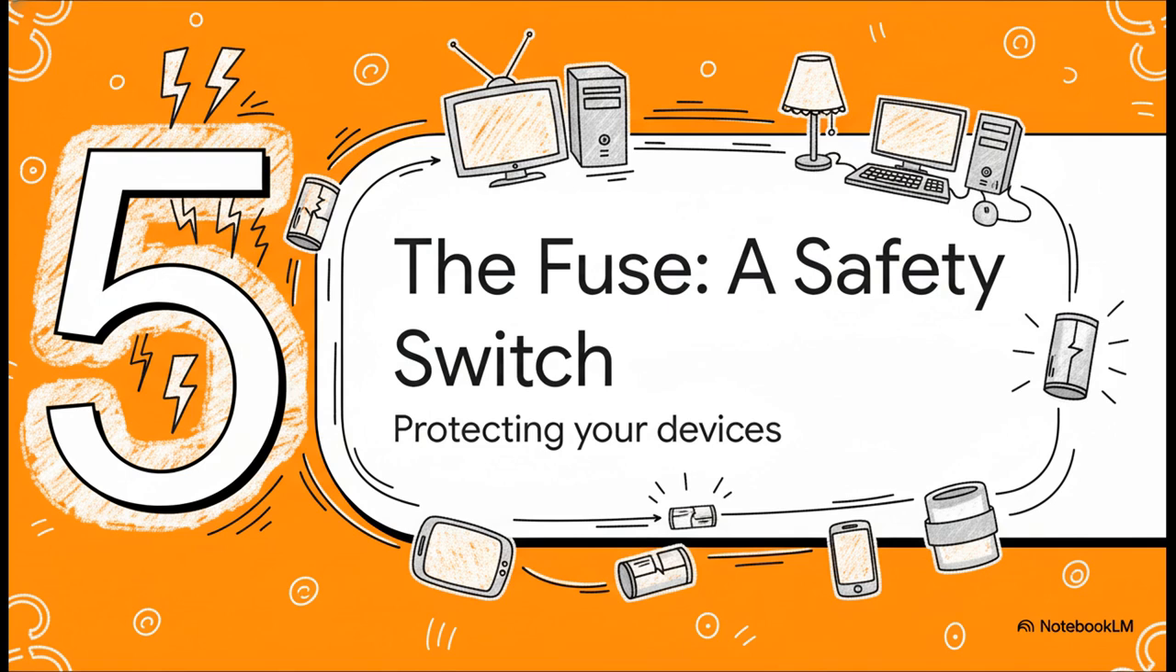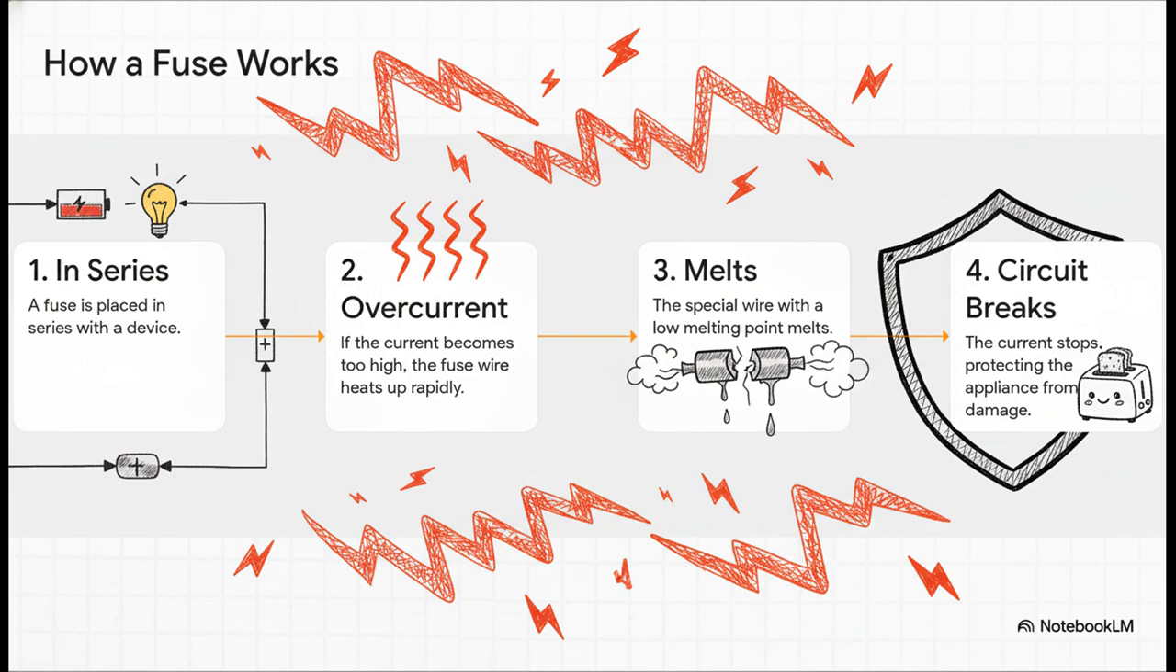So we have seen that the heating effect can be useful for things like toasters and bulbs, but too much heat can also be very dangerous and can damage our appliances. And that's why we need a very important safety device that actually uses the same heating effect, the electric fuse. So how does a fuse work? It's actually a very clever and simple idea.